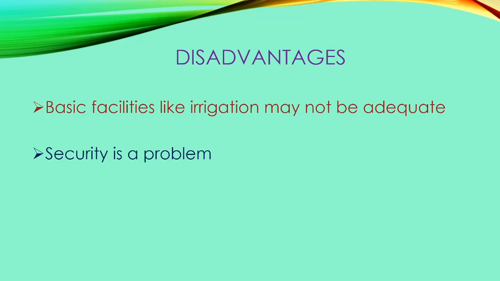These temporary nurseries also have some disadvantages. One is regarding the irrigation facility. So basic facilities like irrigation may not be adequate as there are no permanent arrangements for irrigation. So some extra care must be taken for irrigating the plants. Next one is security problem. As there are no protected structures around the plants, security is a major problem for these temporary nurseries.